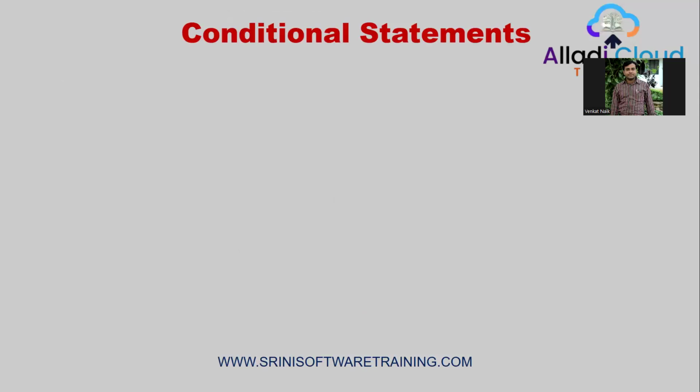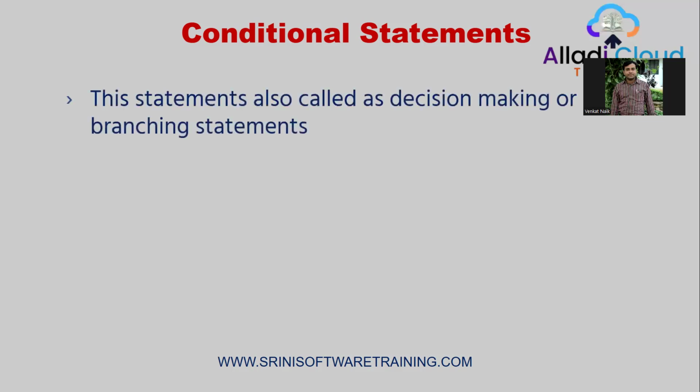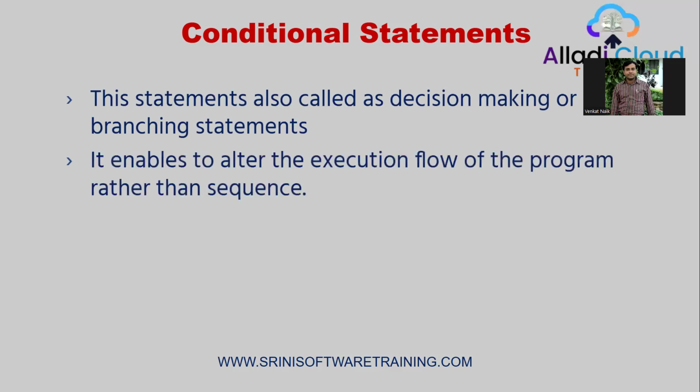What are the conditional statements? A conditional statement is also known as a branching statement, also known as a decision-making statement. Are you clear? Okay. Why do we call them branching statements and decision-making statements? Let's see. These statements are also called decision or branching statements. They enable us to alter the execution flow of the program rather than following the sequence.